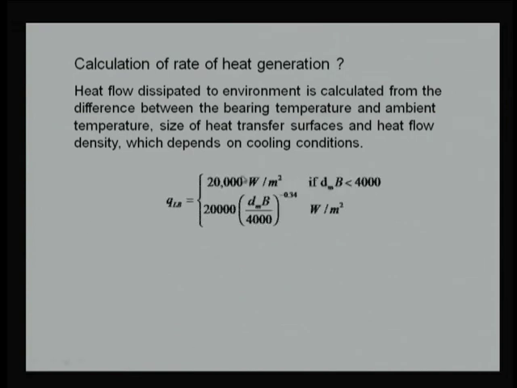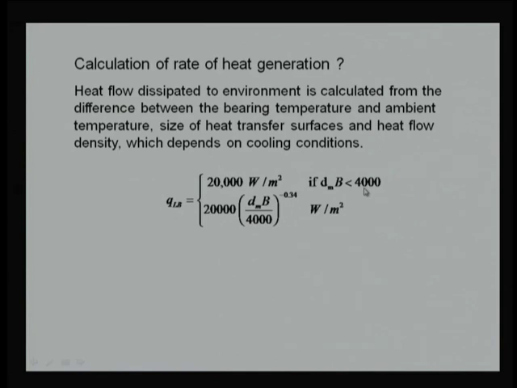And there is a relation, again this is what we call the empirical relation. We say that a bearing can dissipate up to 20,000 watt per meter square, provided the mean diameter times the length of the bearing is lesser than 4,000, which happens in most of the small size bearings. But if the dimension goes beyond 4,000 or equivalent to 4,000, then we should use this relation.